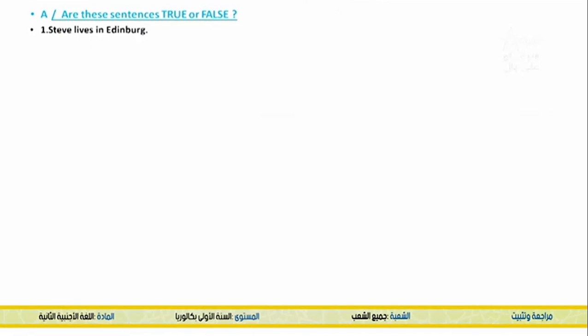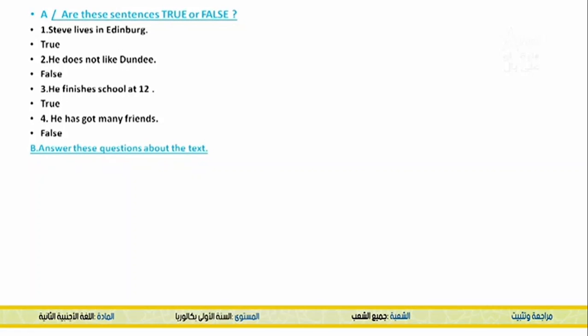Steve lives in Edinburgh. It's true. Number two, he doesn't like Dundee. Of course, Dundee is a city. Is a football team, I'm sorry. False. He loves Dundee United. He finishes school at 12. Yes, that's true. He has got many friends. False. He has only one friend. His friend is tall and slim and nice.